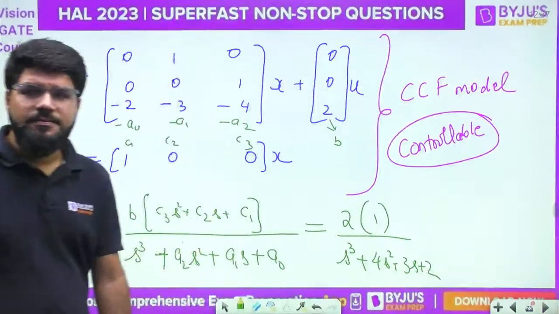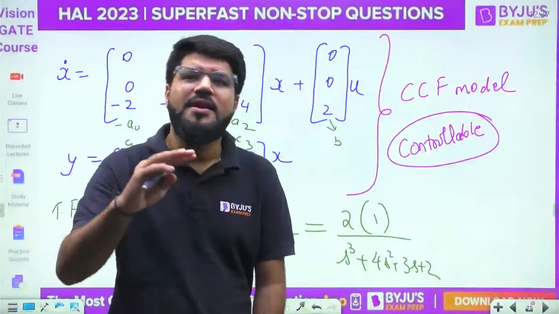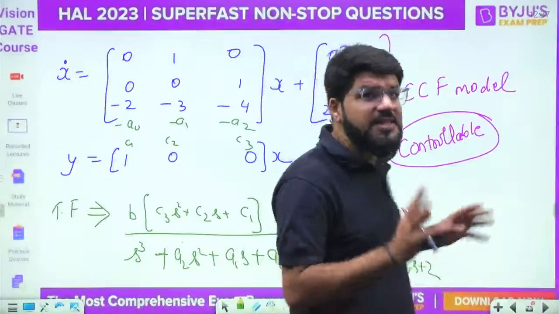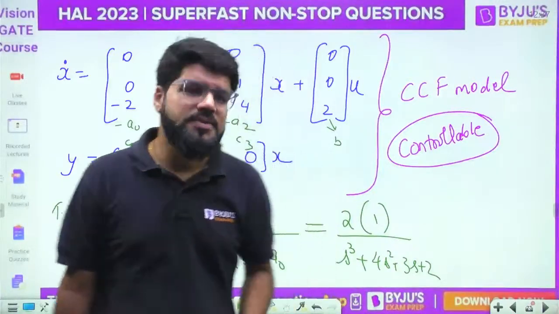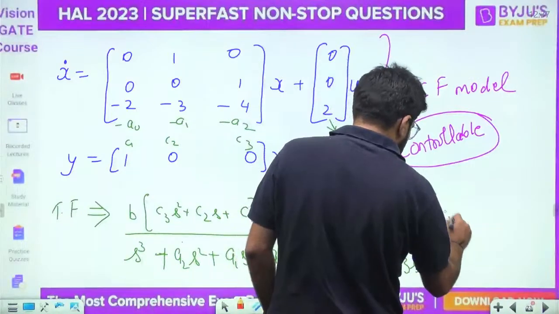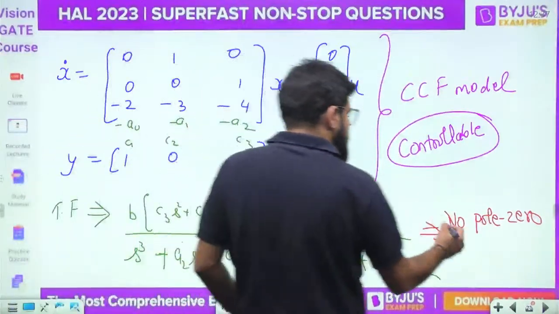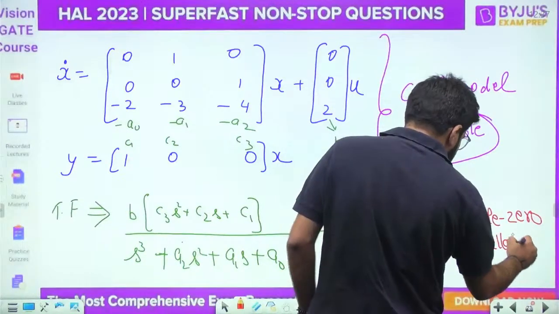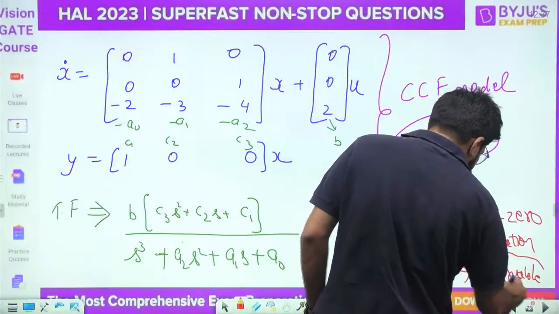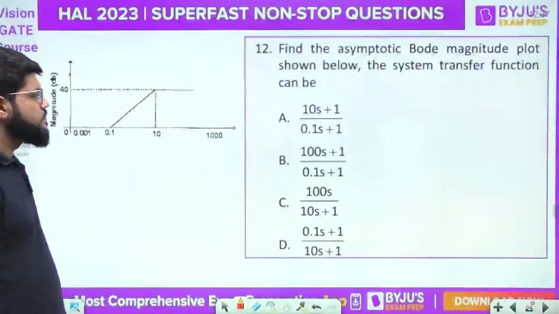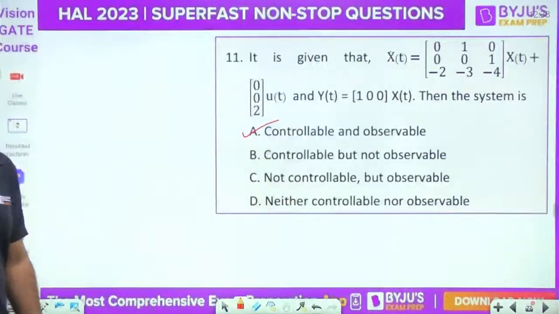Now, what is the trick for observability? Whenever a system is in CCF form, it is always controllable. Then you write down the transfer function, which is easy if you have studied CCF. If there is any pole-zero cancellation in the transfer function, then it is not observable. But do you have any pole-zero cancellation? Here there is none. There is no zero, the numerator is just a fixed number, so nothing can cancel. In the CCF model, whenever there is no pole-zero cancellation, the system will be observable; if there is a pole-zero cancellation, it will not be observable. So it is option A, controllable and observable.